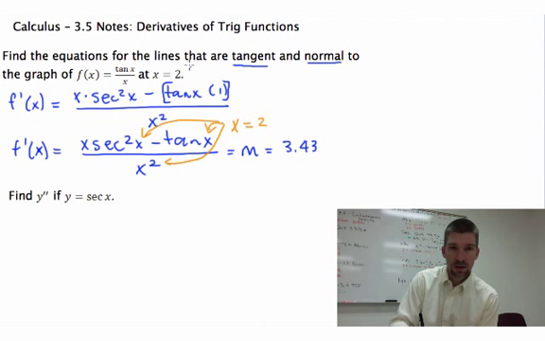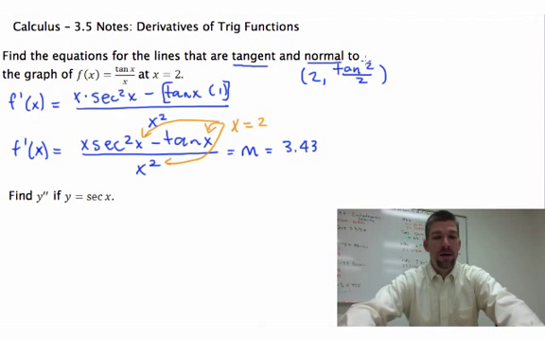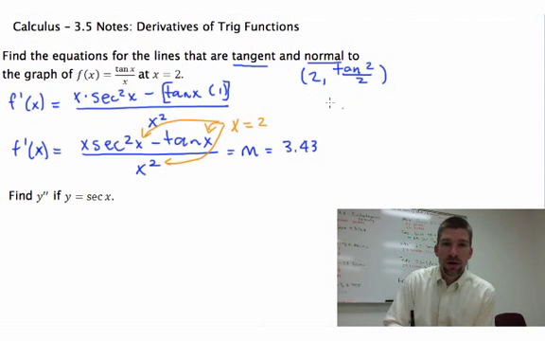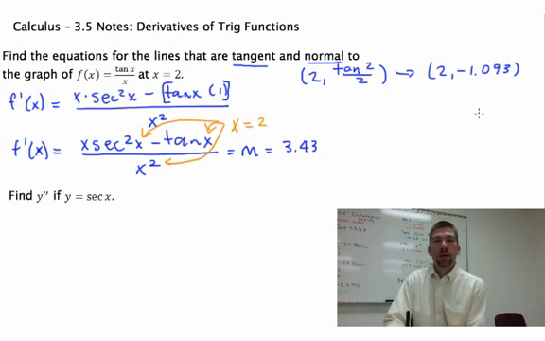Okay, and so when you put your 2 in for x into your original function, you would have the point 2, tangent 2 over 2. And so if I'm going to write the point slope form of that, when you punch that into your calculator, the decimal form of that would be 2, and then the y coordinate would be negative 1.09, 2 or 3, depending on how you round.